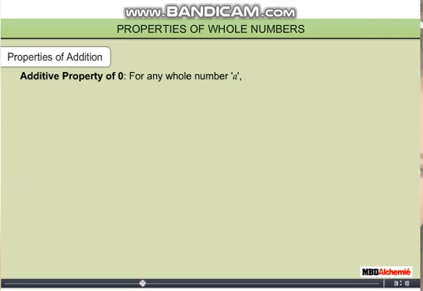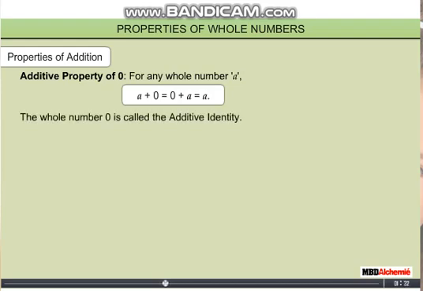Additive property of 0. For any whole number A, A plus 0 is equal to 0 plus A is equal to A. The whole number 0 is called the additive identity.